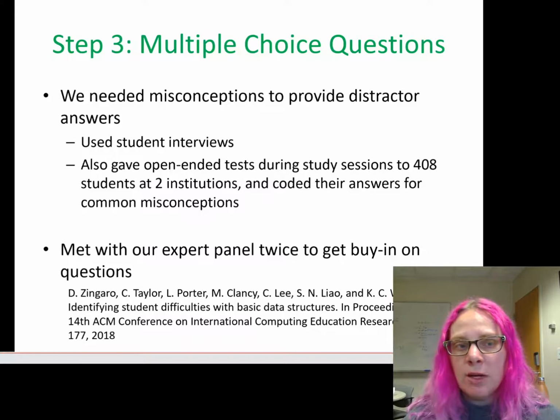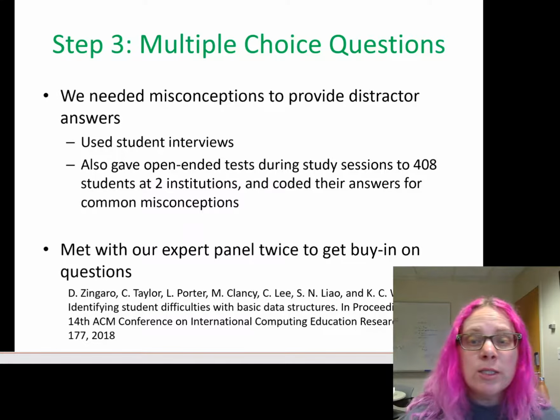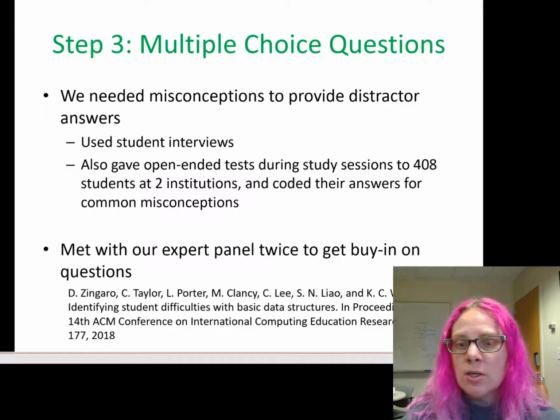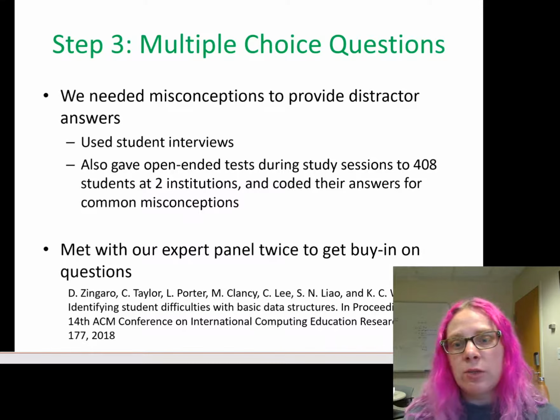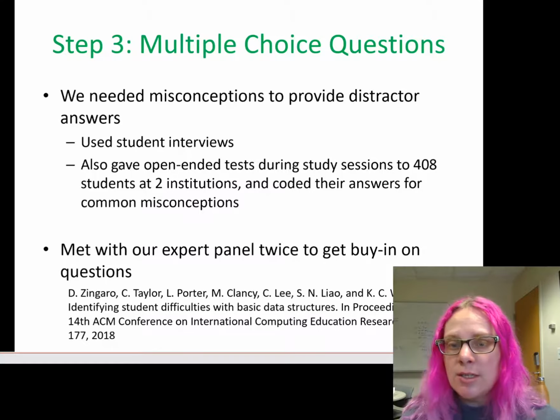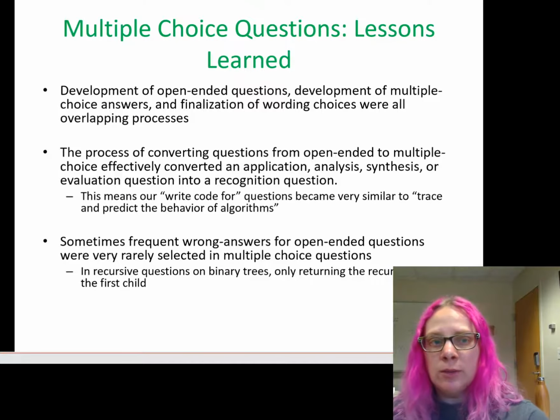During this time period, we also met with our expert panel twice and showed them our current set of questions and the distractor answers. And we asked them both, would you consider this a reasonable question for your students? Do you think your students would be able to answer this question? And also, do you think this question is important? Do you care if your students are able to do this? And only if they agreed with both of those did the question end up going on our final version of the exam. So what did we learn during this?